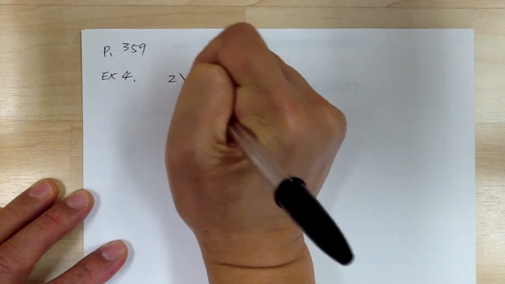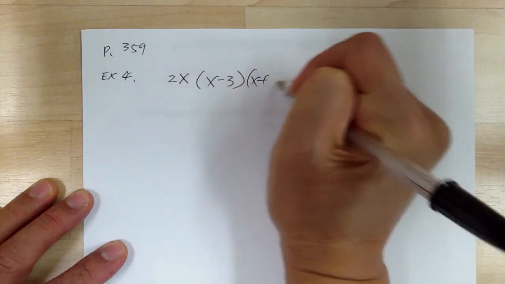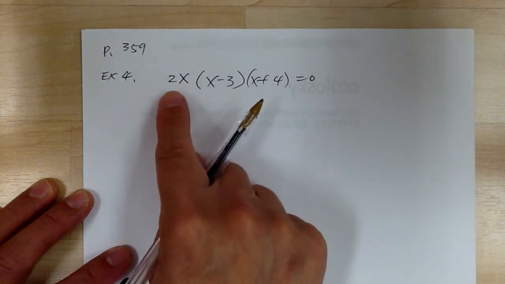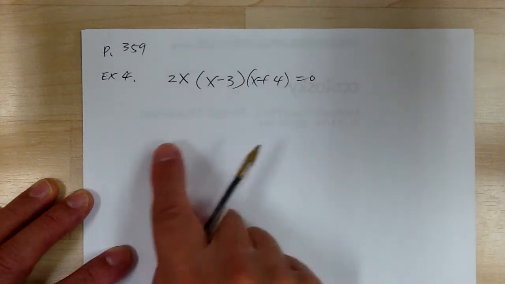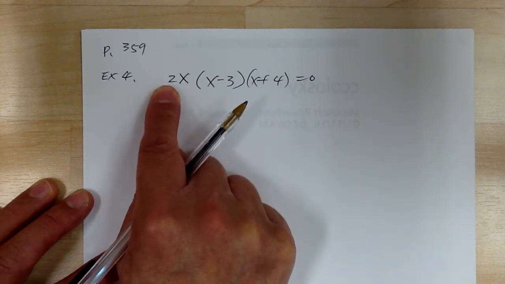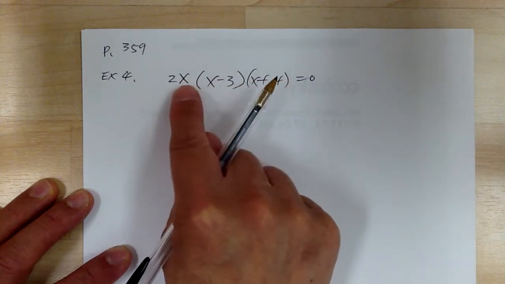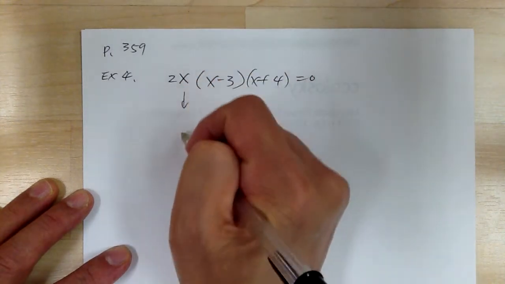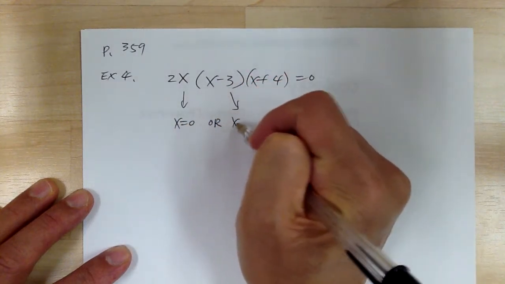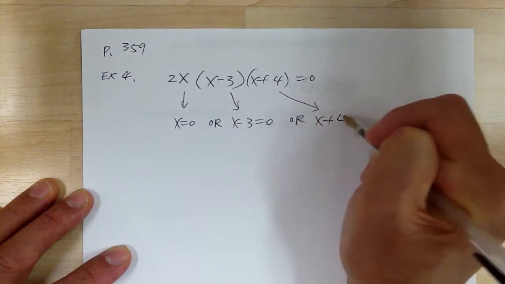So you have 2 times x, minus 3, x plus 4 equal to 0. So again, you have 3 factors now. So you just make each factor equal to 0 to solve. But you don't have to worry about the 2, because 2 will never equal 0. Okay, so all you have to do is worry about the part with a variable. So from here, you're going to have x equal to 0, or from here, you're going to get x minus 3 equal to 0, or from this part, you're going to get x plus 4 equal to 0.